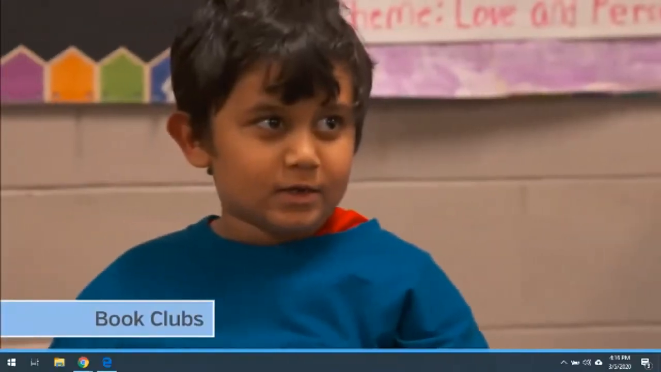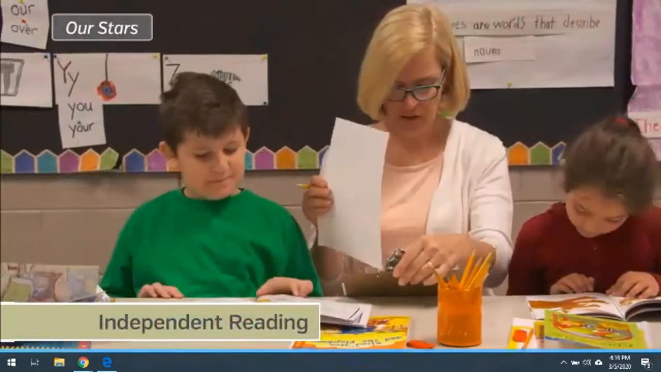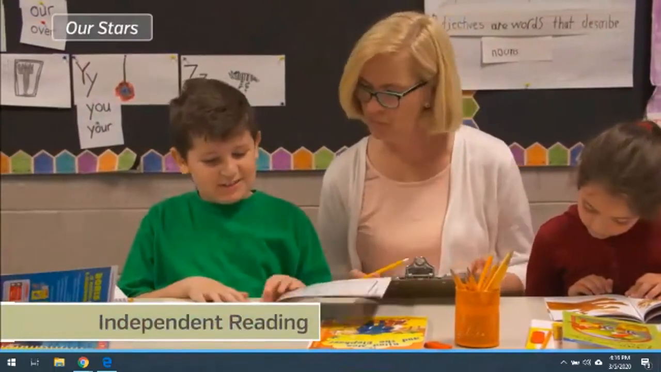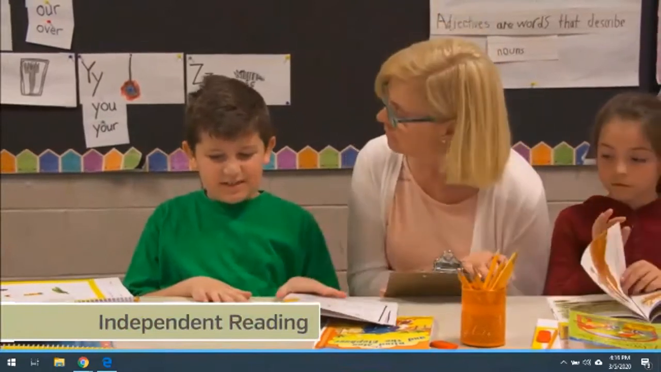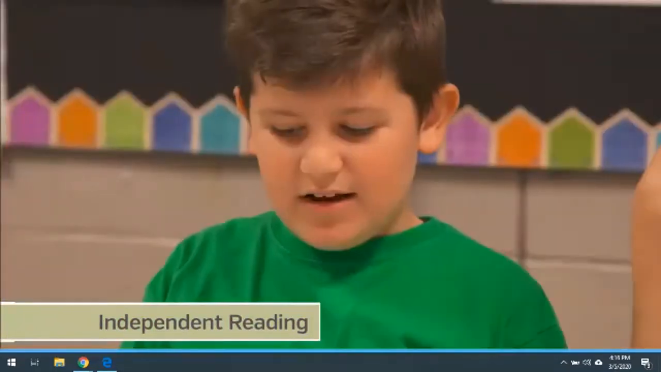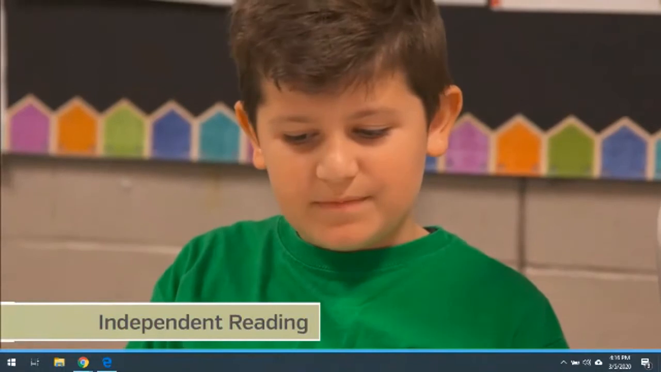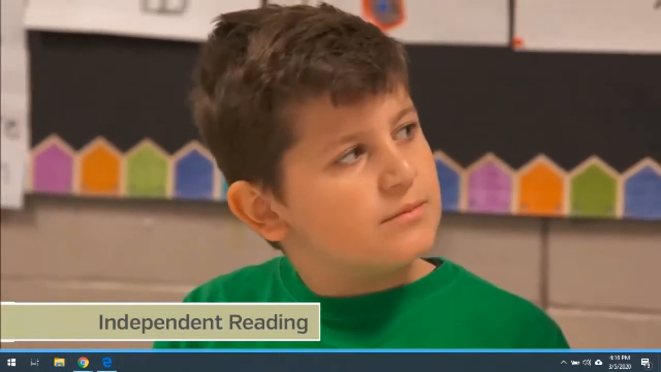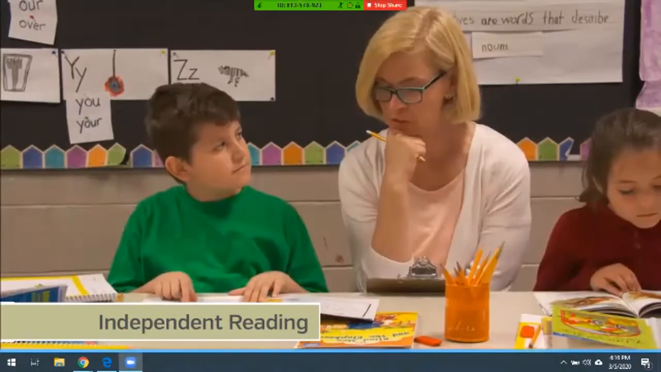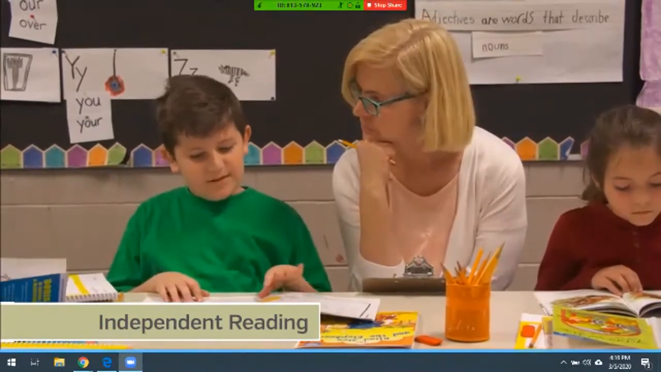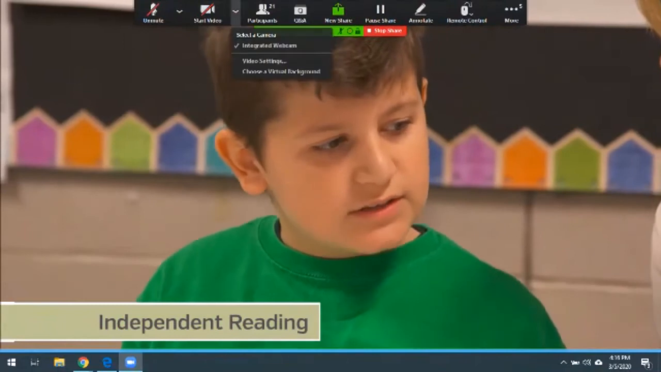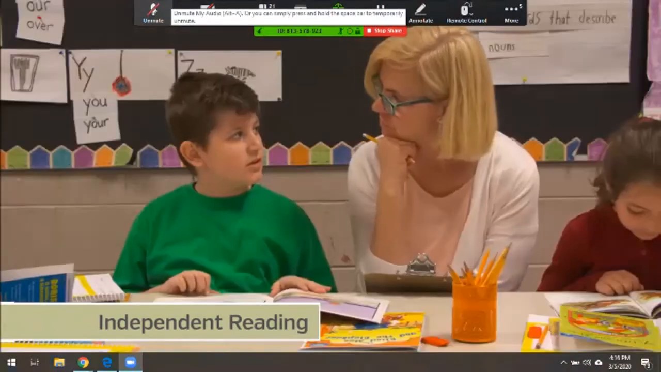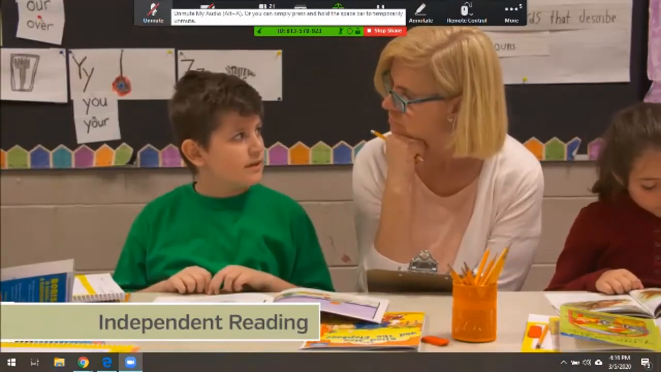Extreme great. What book do you have there? Our Stars. Ooh, how come you picked this book to read? Because I wanted to learn more about our solar system and our stars. So tell me some things you've learned. I learned that Venus looks like a star sometimes, but it's not really a star. It's a planet, the planet Venus.